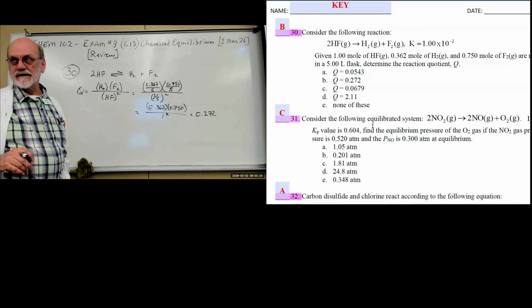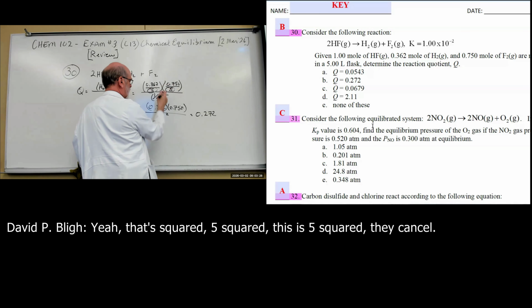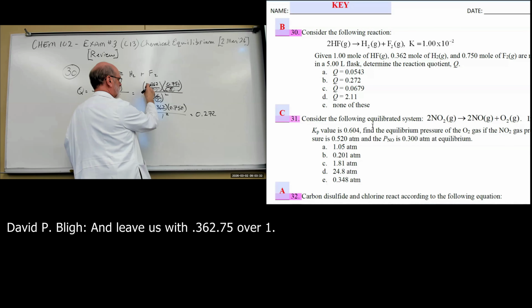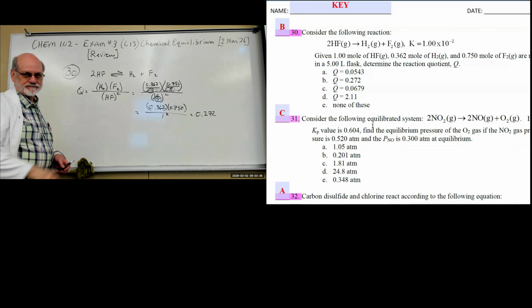Did I lose anybody? No. Yeah, that's 5 squared. This is 5 squared. They cancel and leave us with 0.362 times 0.75 over 1. That's how I got that.